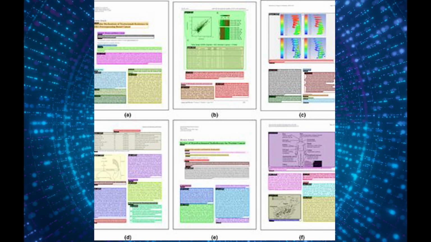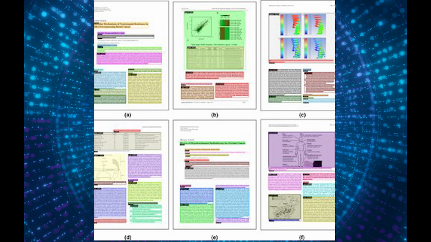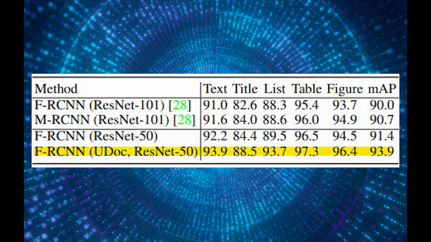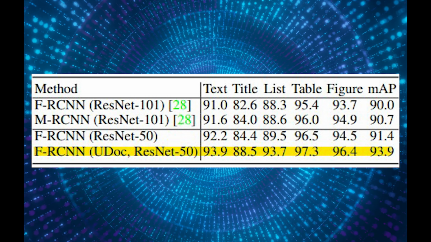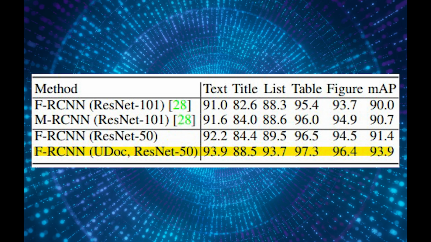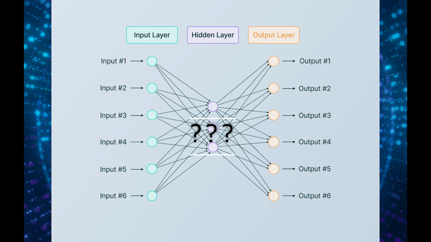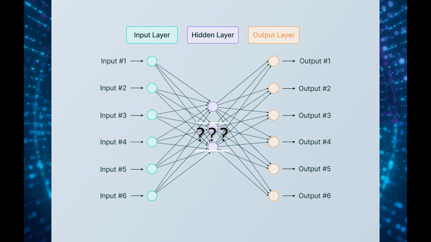On the task of document object detection, it requires the model to decompose a provided document in image format into semantic units. This paper consistently outperformed the existing models on classifying text, title, list, table, and figures. So now you may be wondering, how did they achieve this?